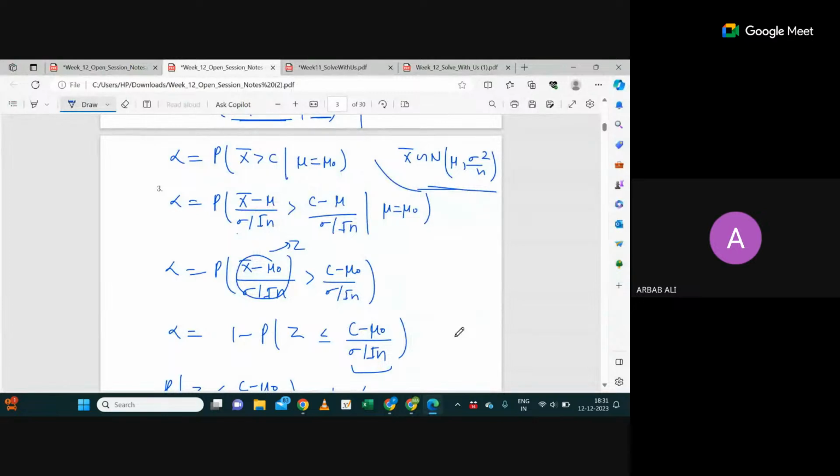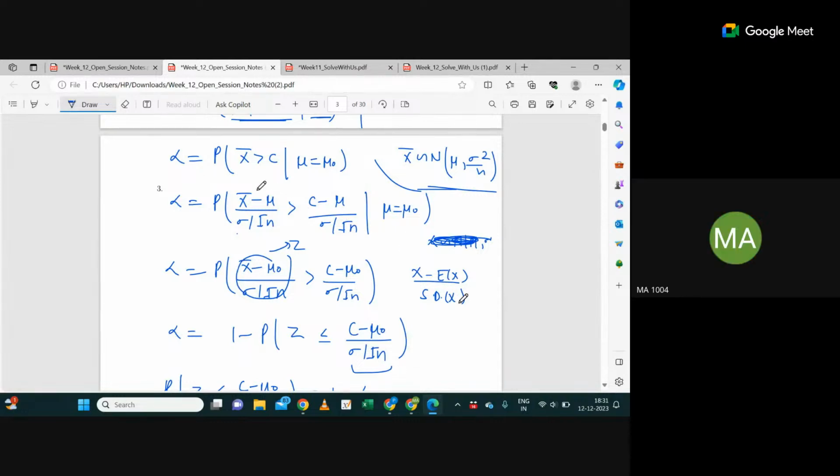By subtracting the expected value and dividing by the standard deviation of x. Correct. If I have a random variable x following normal mu comma sigma, how can I convert it to standard normal? It will be x minus expected value of x divided by standard deviation of x. Yeah, same thing I was telling.